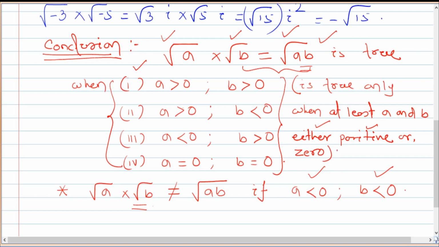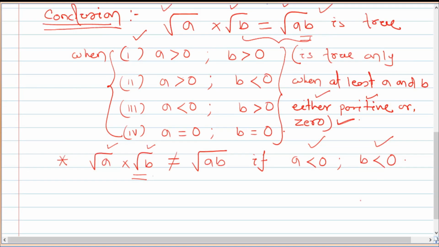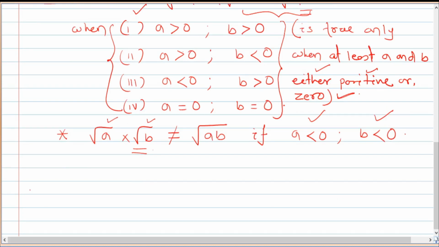Okay, that means from this we conclude that the result root of A into root of B is not equal to root of AB if A less than 0 and B less than 0. Okay, so now I will take some problems.